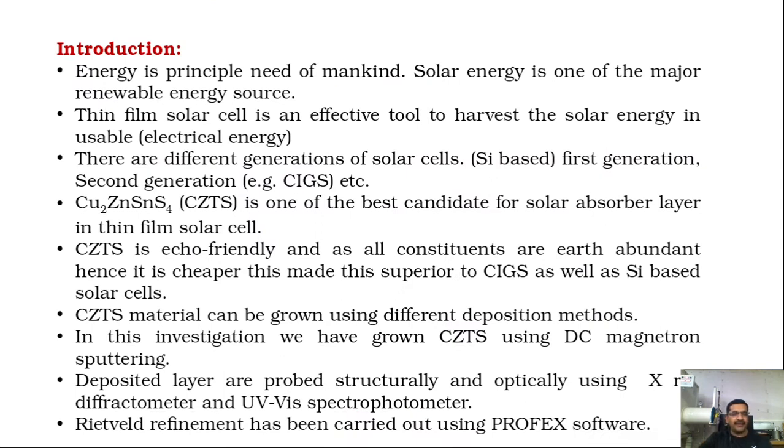We know that energy is a basic principal need of mankind, and on earth the major source which we are using is basically petro source, but it has limitations. So we have to search for a new kind of source, that is renewable energy source, and on top of that list there is solar energy. Solar energy is one of the major renewable energy sources. But in order to harvest solar energy, we need thin film solar cells.